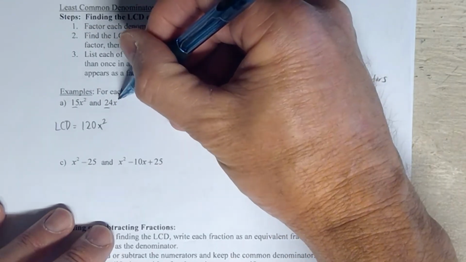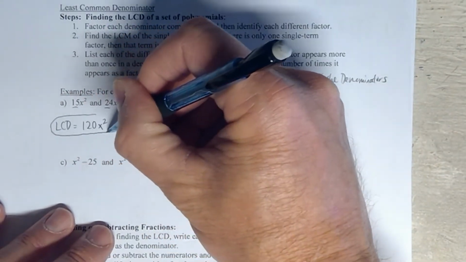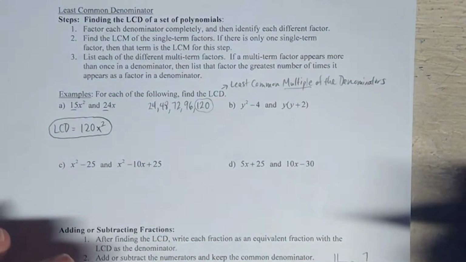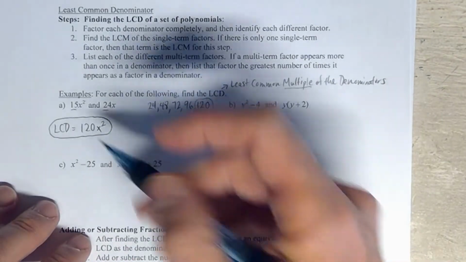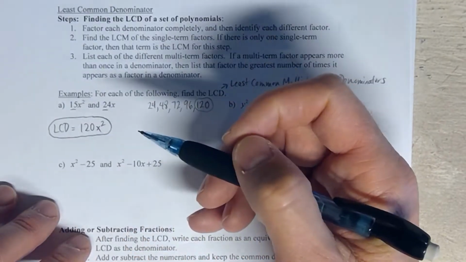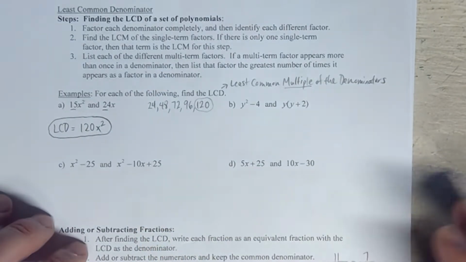X to the second, X to the first. The biggest exponent is X to the second. Now, if there had been another variable there, then you'd have to do the biggest exponent for that one as well. But since X is the only variable, we just bring that in there along with the 120. And make sure to say that it's being multiplied, 120 times X squared.